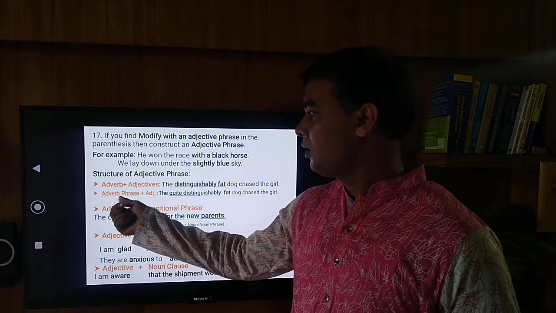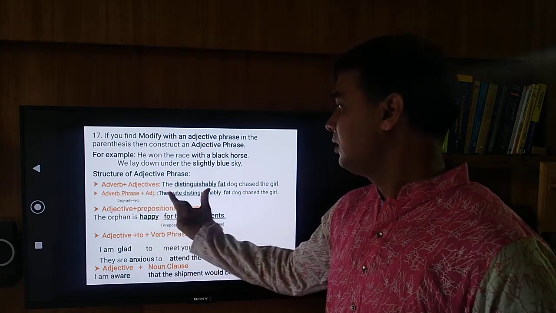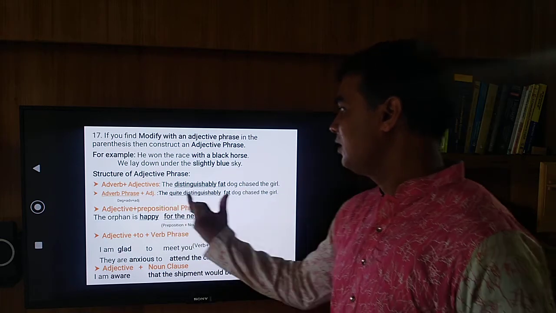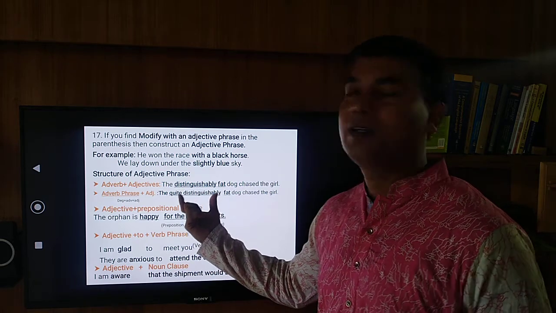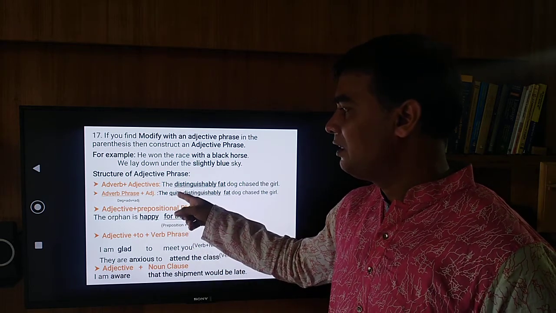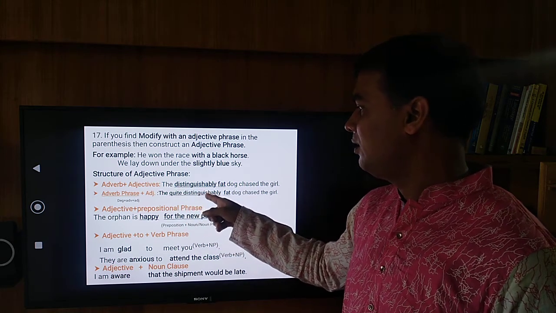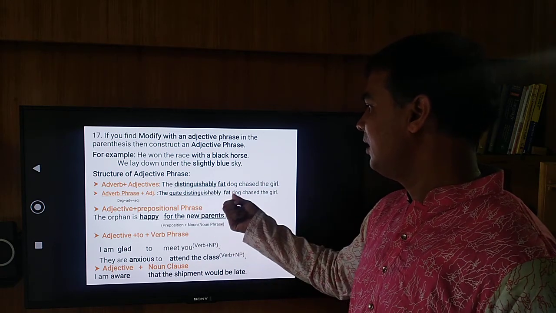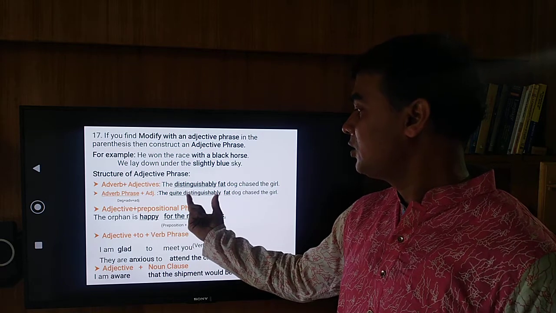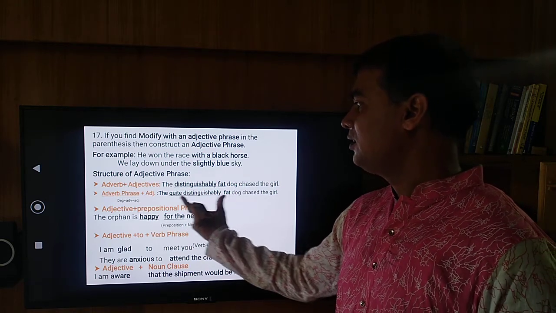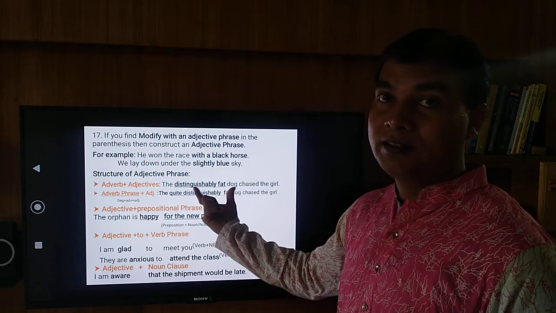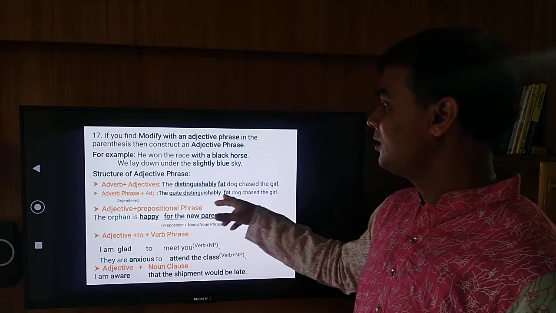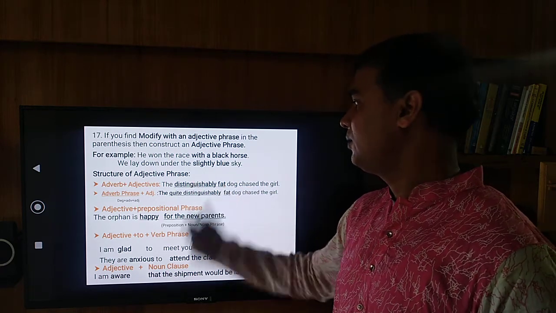And the second one, adverb phrase plus adjective. You see the example, the quite distinguishably fat dog chased the girl. Here, quite distinguishably is an adverb phrase. How? Here you see adverb of degree, that is quite, and adverb distinguishably. So this is an adverb phrase, and then adjective fat. So quite distinguishably fat is an adjective phrase, because combining the adverb phrase quite distinguishably plus adjective, it becomes an adjective phrase.